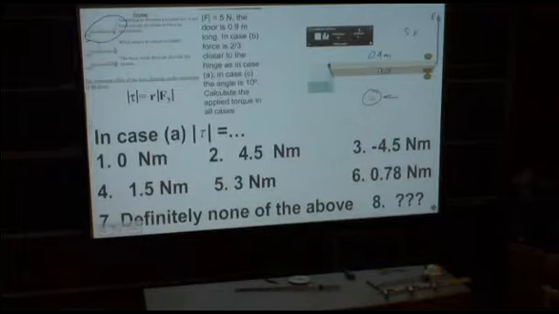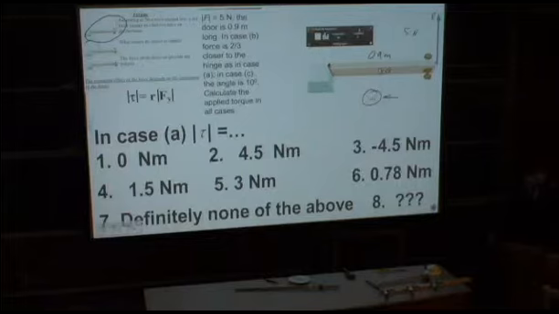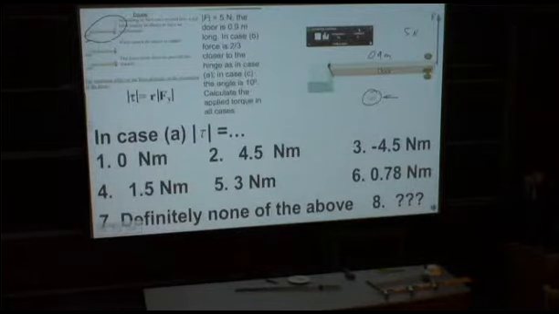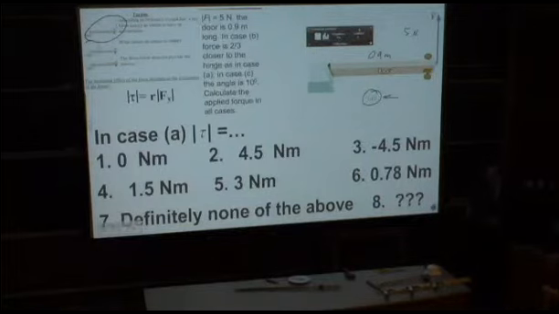And now, of course, you can choose the answer. So the magnitude of the torque equals maybe 0, maybe 4.5, maybe negative 4.5, maybe 1.5, 3.78. Neither of any numbers provided. Or you may have your own answer. For all answers different from these, you can press 8 or 9 or 0.